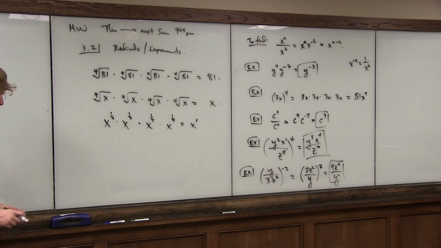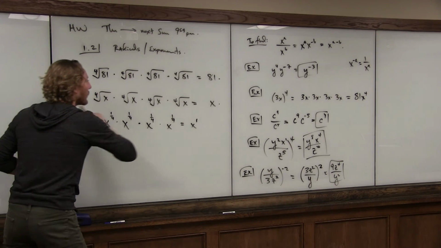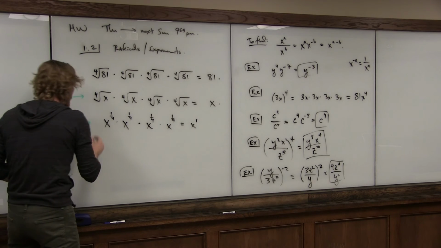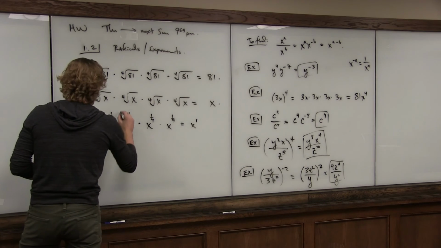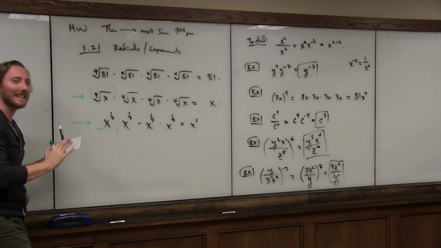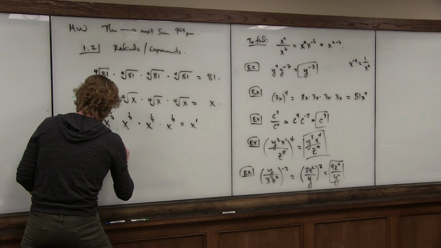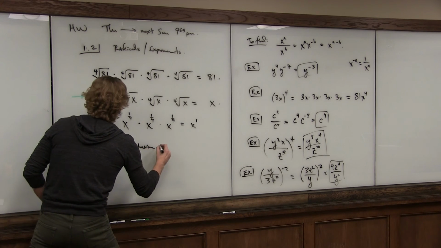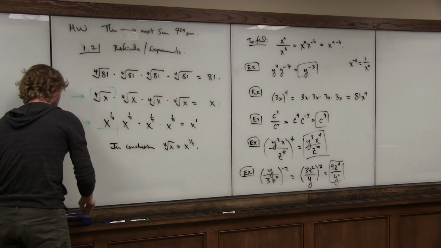But what does this tell you? Above, we see the number which multiplied by itself 4 times is x is the 4th root of x. And below, we see the number that would multiply by itself 4 times to be x is x to the 1/4. But that tells you then that those two things are representing the exact same number. So, in other words, in conclusion, the 4th root of x is just x to the 1/4.